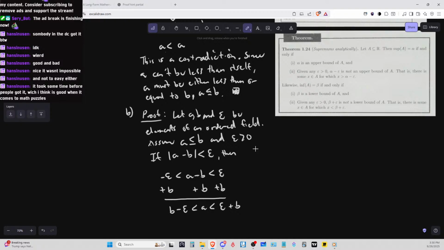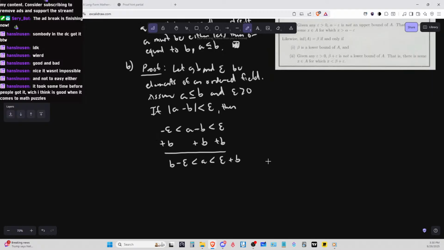I don't know, weird, good and bad. Nice, it wasn't impossible and not too easy either. It took some time before people got it, which I think is good when it comes to math puzzles. I'm glad someone solved it, but I'm gonna try not to look at the solution that they typed up, because that's how stubborn I can be with stuff like that.